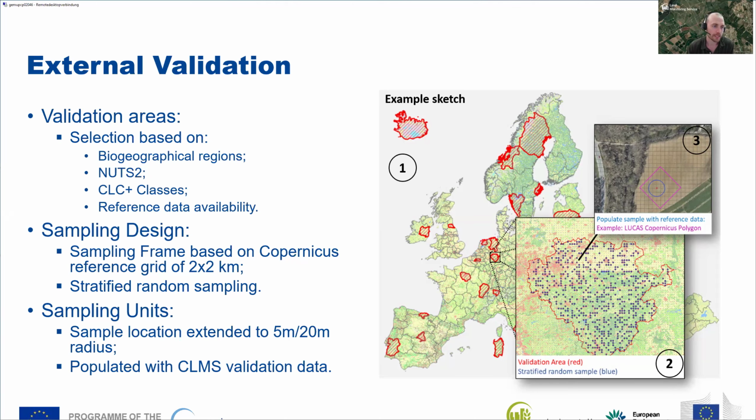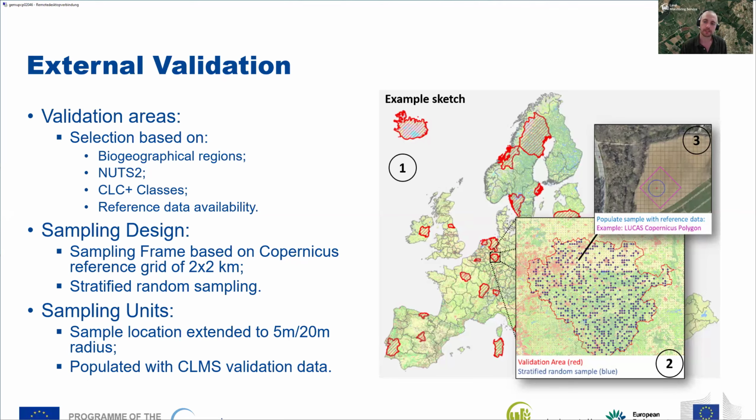So validation areas, they have defined on the right here, that is highlighted as the first one. You see an example sketch. Also part of this independent validation is that they keep the validation areas kind of secret, so that the results are not possible to alter.